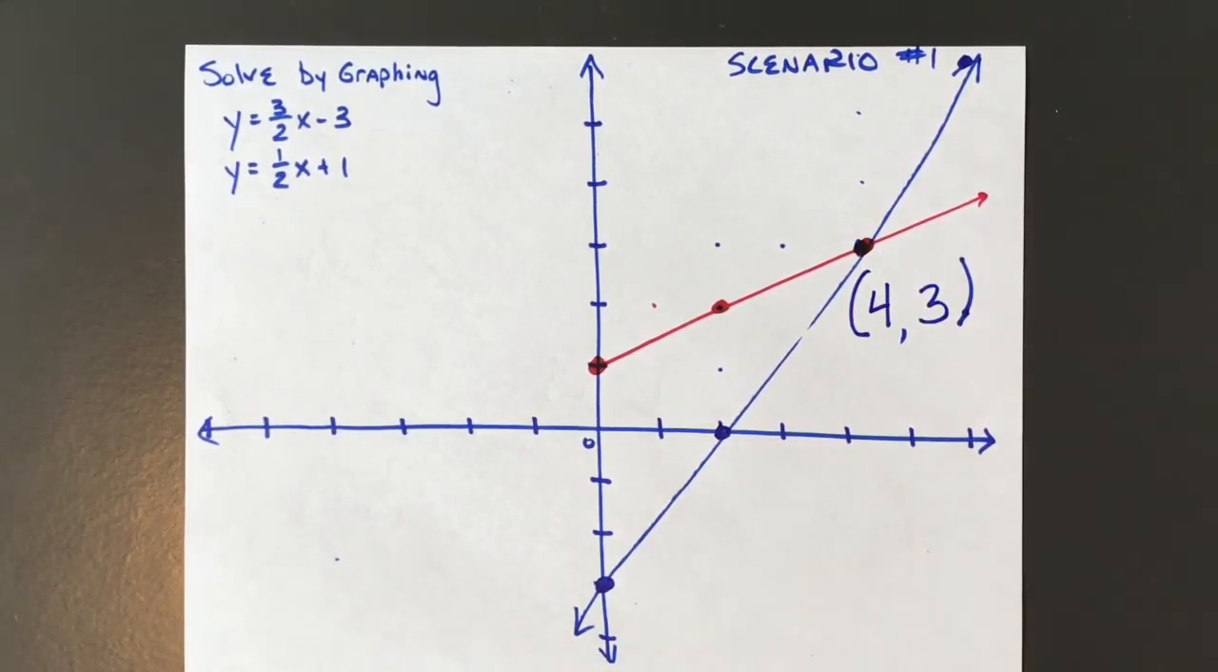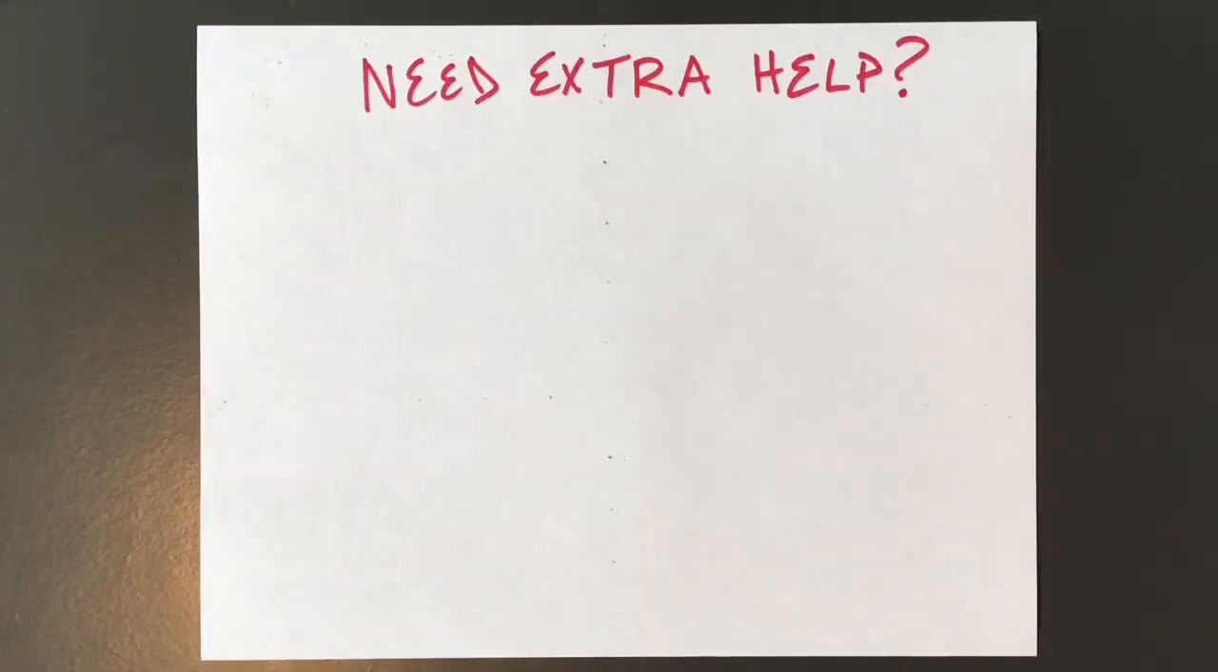Now this problem doesn't have any negatives, but you can handle negatives and you can watch those other videos if you need them. So scenario number 1: graph the two lines, identify where they touch, and mark down where that point is.